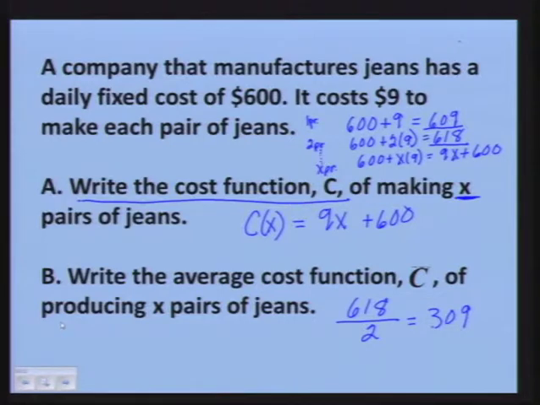What did we put up here though? We put the cost of making 2 pairs of jeans and divided by 2 pairs of jeans to get the average cost per pair of jeans. So C bar, representing the average cost function, is our cost of making X jeans. And since we've made X jeans, we'll divide by X to get the average. And then we'll say C bar of X to get it in function notation. So C bar of X is 9X plus 600 divided by X.